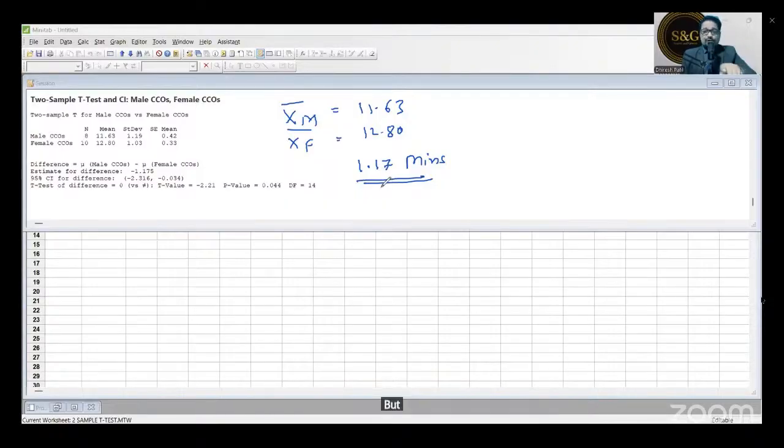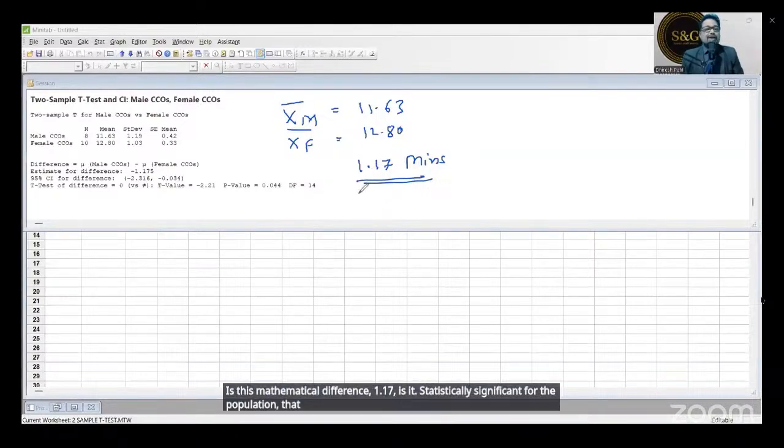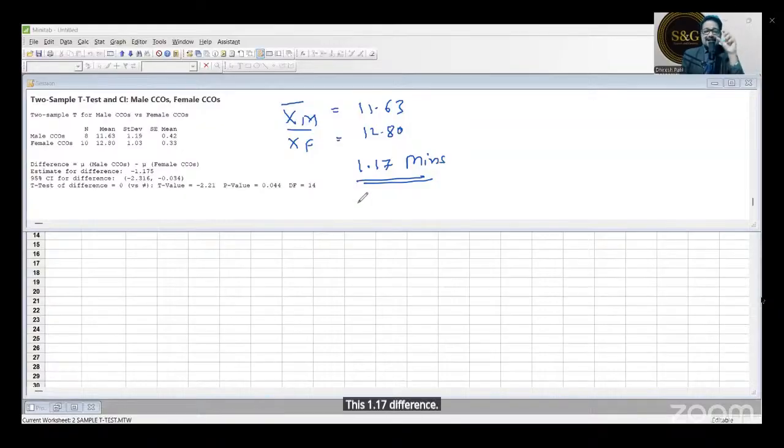But in hypothesis testing, what we are checking is whether this mathematical difference, 1.17, is statistically significant for the population. Is this 1.17 difference statistically significant for the long term? Is it statistically significant for the population? Because we have taken very limited data.